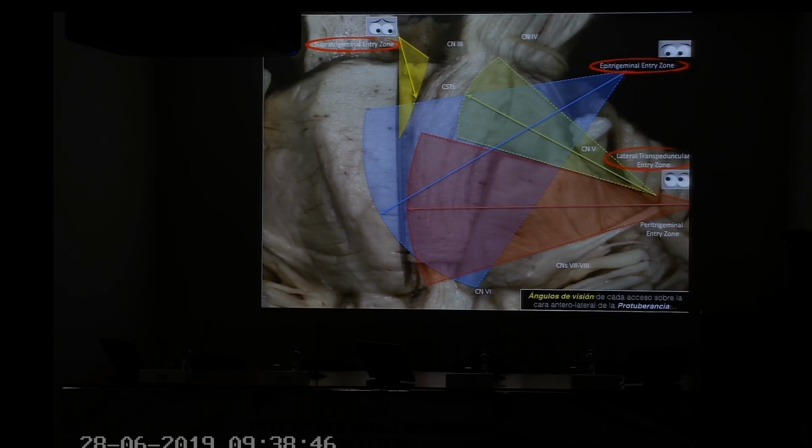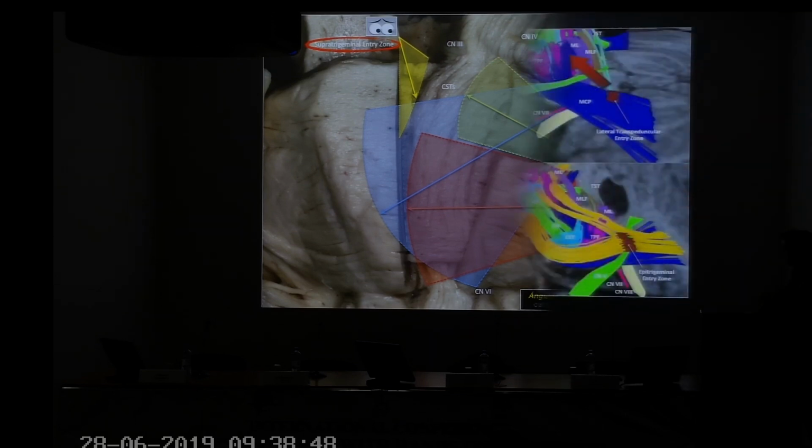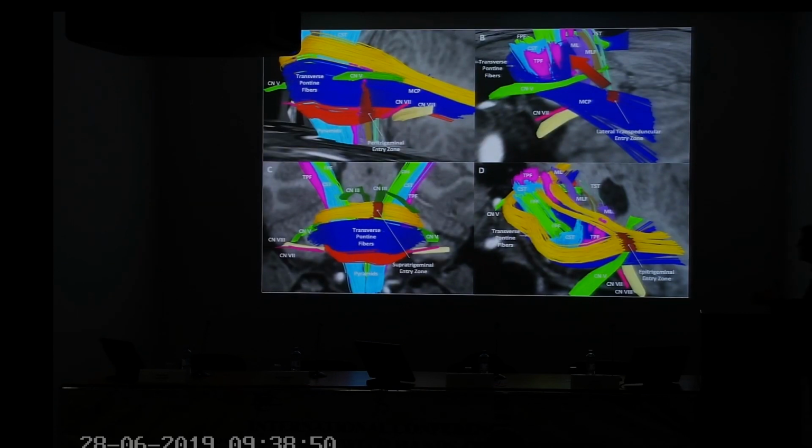This schematic is just, sorry. This is the tractographic reconstruction. We did this with Dr. Fernandez Miranda in Pittsburgh to understand the disposition in the tractography of the many tracts. This is the peritrigeminal entry zone. See, if this is the peritrigeminal, you can see the area below the 5 nerve, of course the peritrigeminal area, medial to the 7 nerve, inferior to the 5 nerve, and lateral to the corticospinal tract in blue.